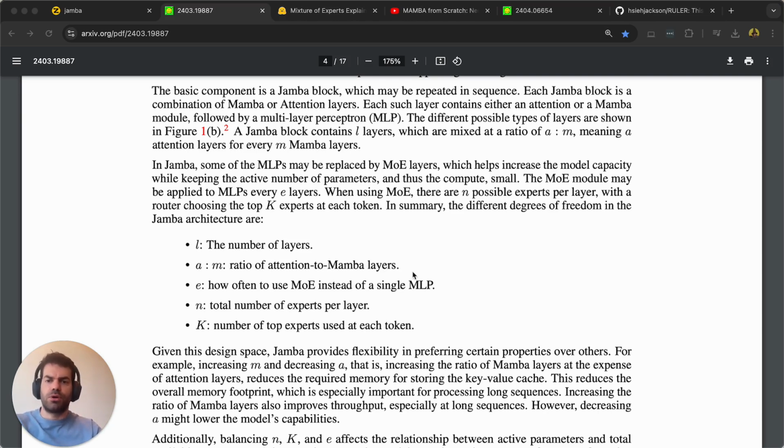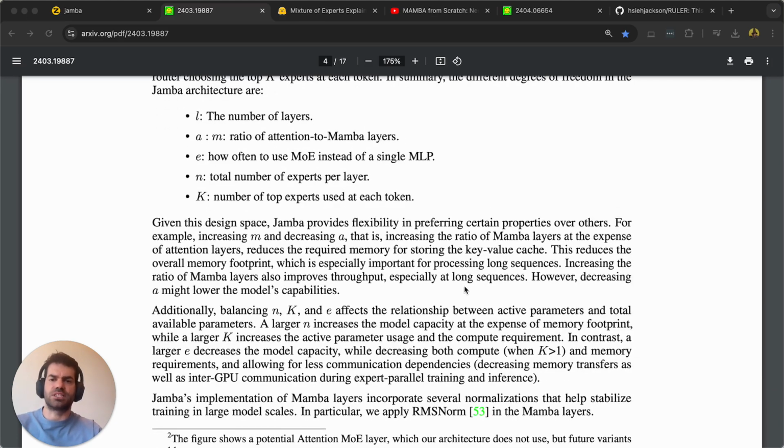So you can see here a lot of flexibility. If we increase M and decrease A, the ratio of Mamba layers reduces the memory required for storing the key value cache, the KV cache. This makes sense: A provides us the high quality of attention, and M provides the low memory of Mamba. So really, what we want to do is balance. And you will see later that we ran a lot of ablations on smaller models before we went to train the big model.